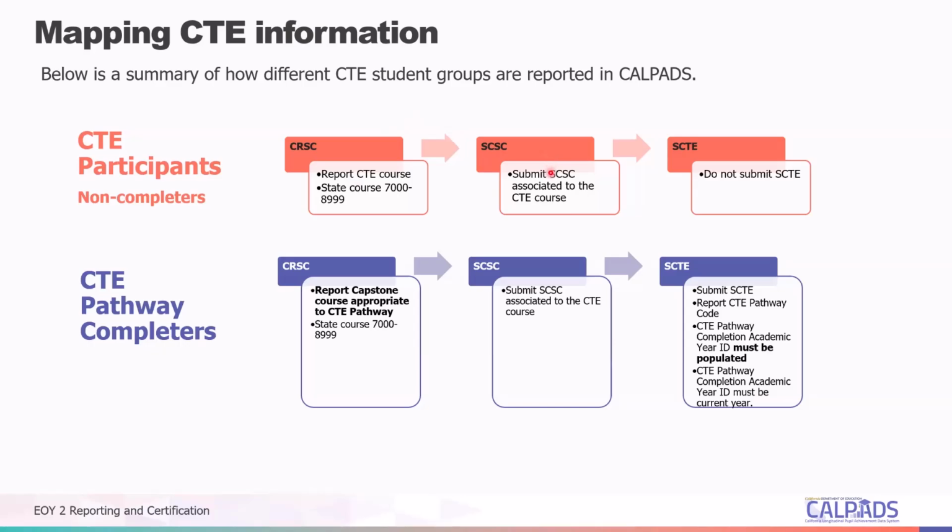Then of course you submit the SCSC record of the student that would reflect that the student completed that course. So you have your SCSC student completion for that specific course. For a non-completer, obviously since the student is not participating in a pathway program, or if the student has not completed all the levels of a CTE pathway, the LEA must not submit an SCTE record. Because this is the distinction between a pathway completer and a non-completer.